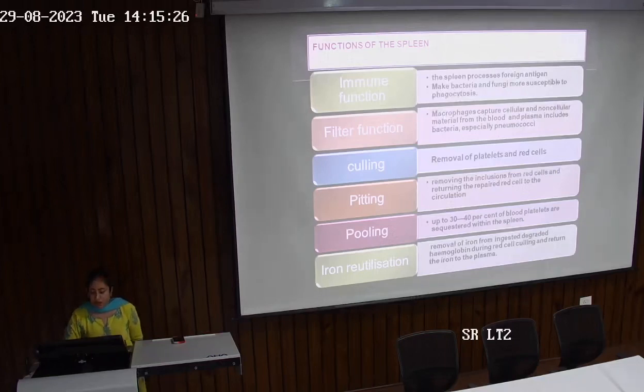Then there is culling, that is removal of platelets and red cells. Then pitting, that is removing the inclusions from red cells and returning the repaired red cells to the circulation. Next, pooling, that is up to 30 to 40% of blood platelets are sequestered within the spleen. Then there is iron reutilization, which means removal of iron from degraded hemoglobin during red cell culling and return of the iron into the plasma.